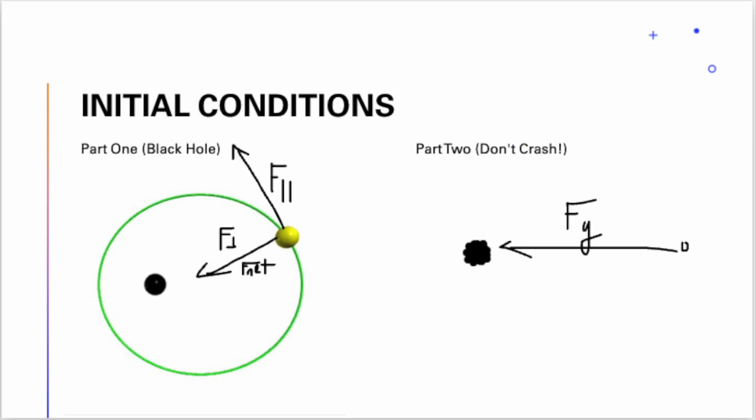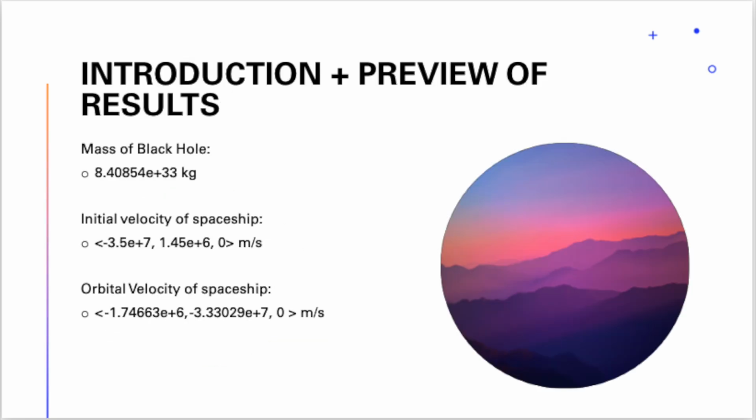Now, the initial conditions. To start, let's go over our setup. We'll be focusing on a black hole and the objects that interact with it in a given region of space. The initial velocities for all parts of this experiment, as well as the mass that we deduced, are displayed here and will be discussed in detail later on.